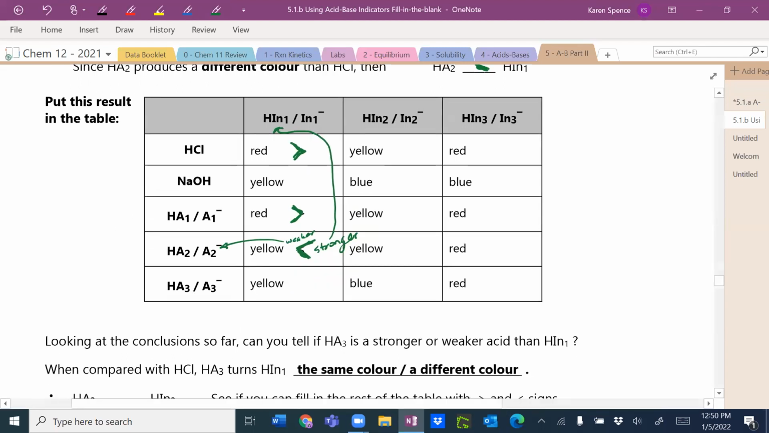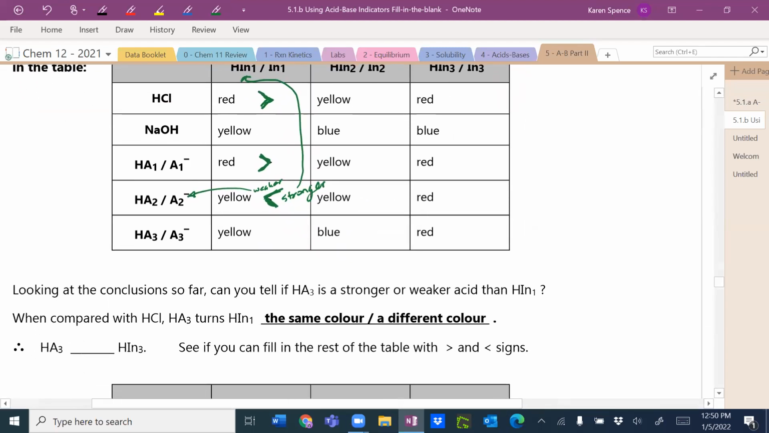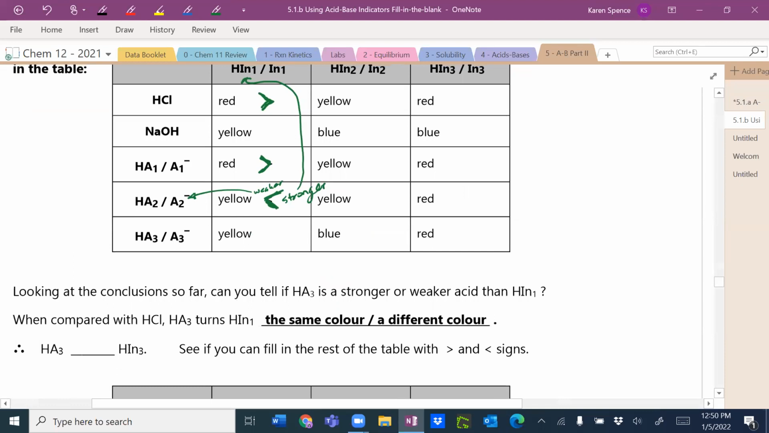So looking at our conclusions so far, can you tell if HA3 is stronger or weaker than HIN1? Is HA3 stronger or weaker than HIN1?